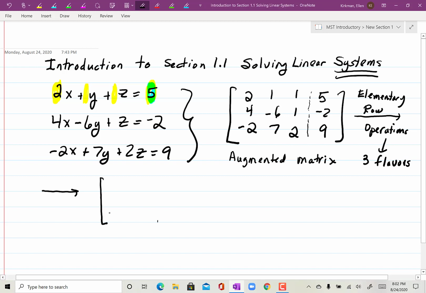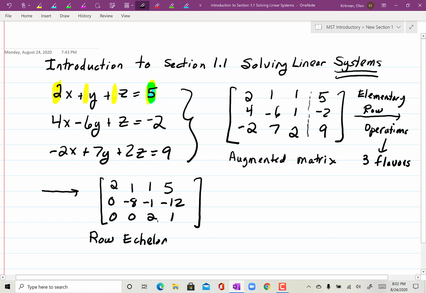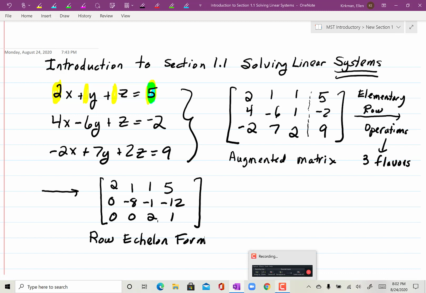We'll talk about how to do that, but we'll do several row operations, and then we'll get this matrix into what is called row echelon form. In this particular case, we'll see it looks like this. And so this is called row echelon form. It's this triangular form, and so that means that it's going to correspond to a system that's easier to solve.